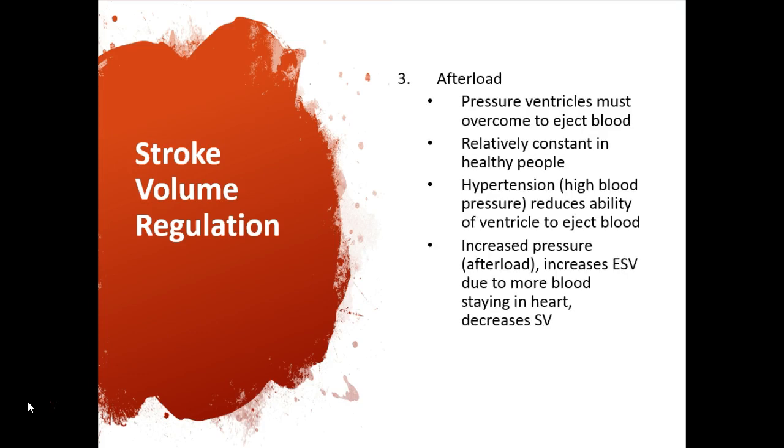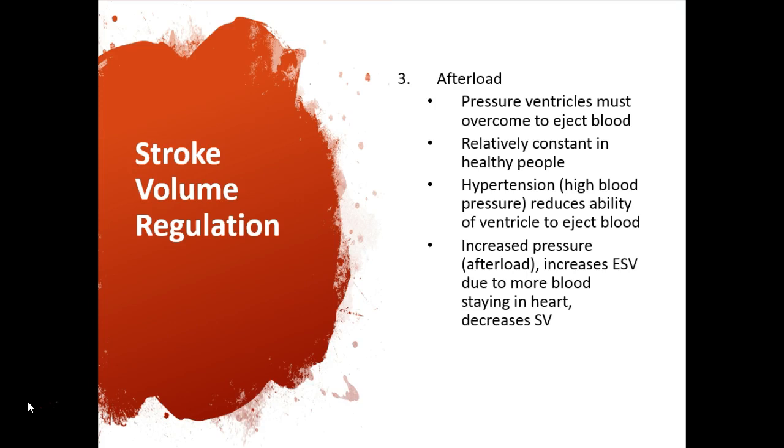The third factor we'll look at is afterload. So ejection of the blood from the heart begins when the pressure in the ventricles exceeds the pressure in the pulmonary trunk or in the aorta. At that point, the high pressure in the ventricles causes that blood to push the semilunar valves open. So the pressure that must be overcome before those SL valves open is the afterload.